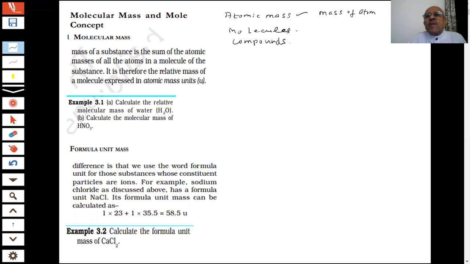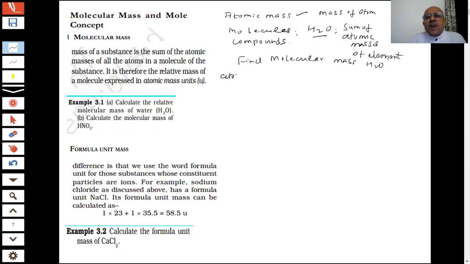So if you have a molecule, for example H2O, how will I find the molecular mass of this? Molecular mass means the sum of the atomic masses which are present in a molecule. So if I do the sum of the atomic masses of the elements, then I will get the molecular mass. For example, find the molecular mass of water. What is the atomic mass of hydrogen?